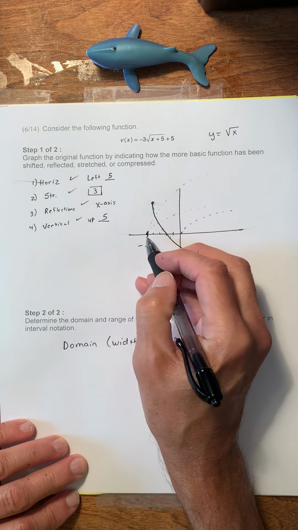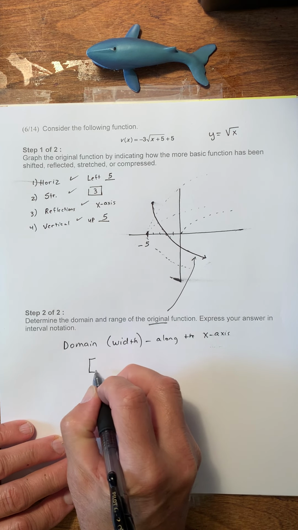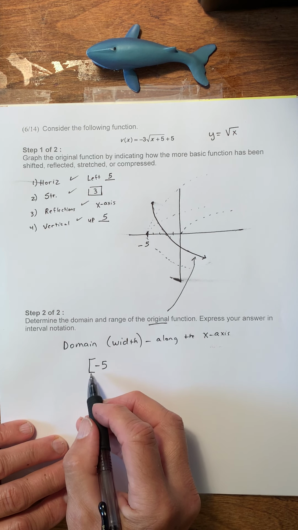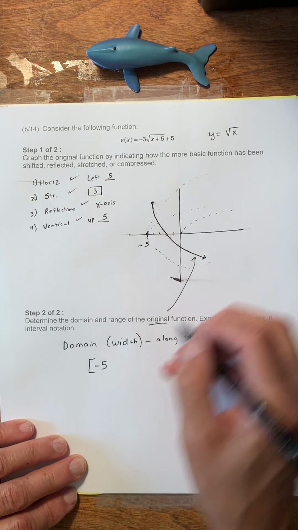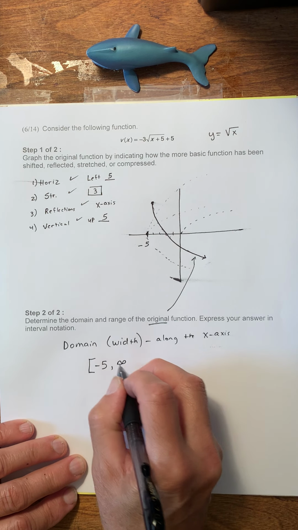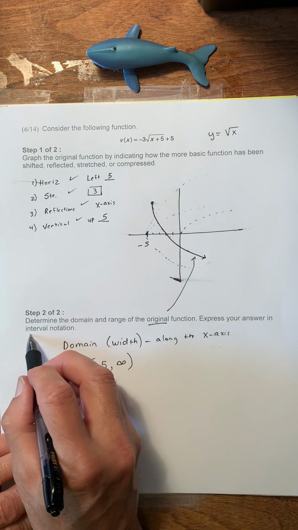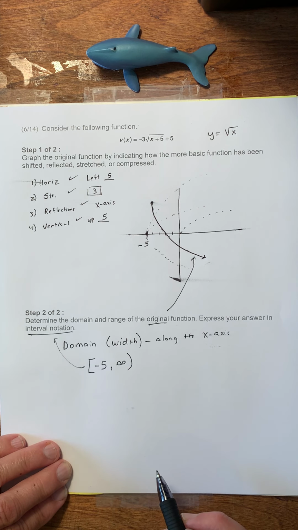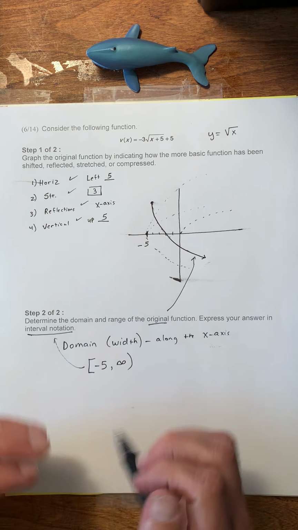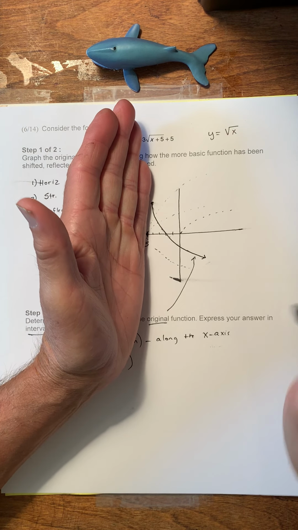So the domain, it starts at -5. There is a point at -5, so I'm going to use -5 with a bracket, because there is a point at -5, and it keeps going to infinity. That's the domain. And they wanted interval notation. That's what this is, interval notation. So again, the domain is the width of the graph. It's from here all the way to the right.